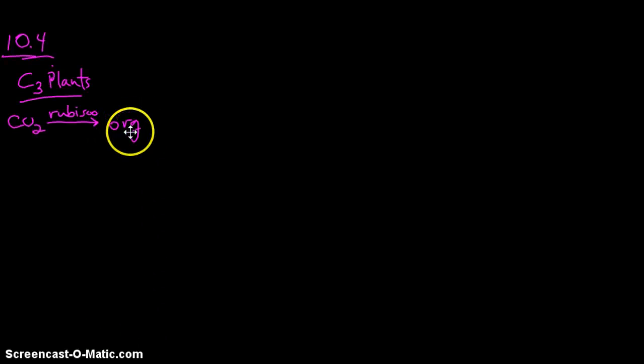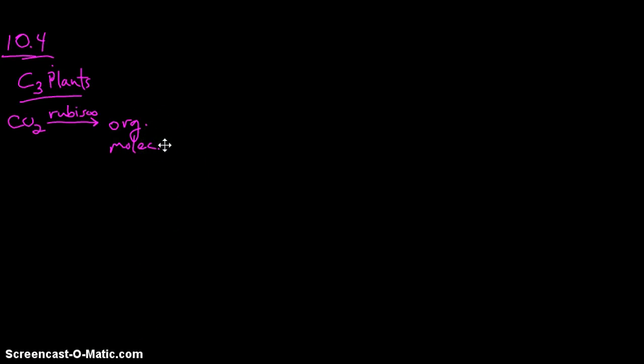Okay, so typically, under normal circumstances, or in most cases, many plants are referred to as C3 plants. That's because the initial molecule that's made with the fixation of carbon dioxide is a three carbon molecule. So typically we have CO2 using the enzyme Rubisco to eventually form these organic molecules.